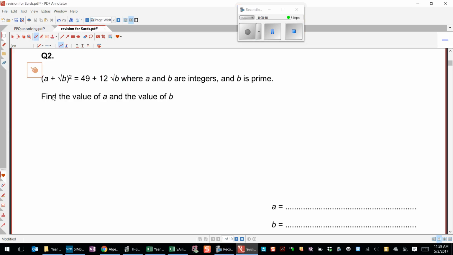What does a plus root b all squared mean? It's not a squared plus b squared. Remember that the square doesn't get applied to them separately. It has to be a plus root b times a plus root b. I'm not worrying about this yet. I'm just going to deal with it afterwards. All right.